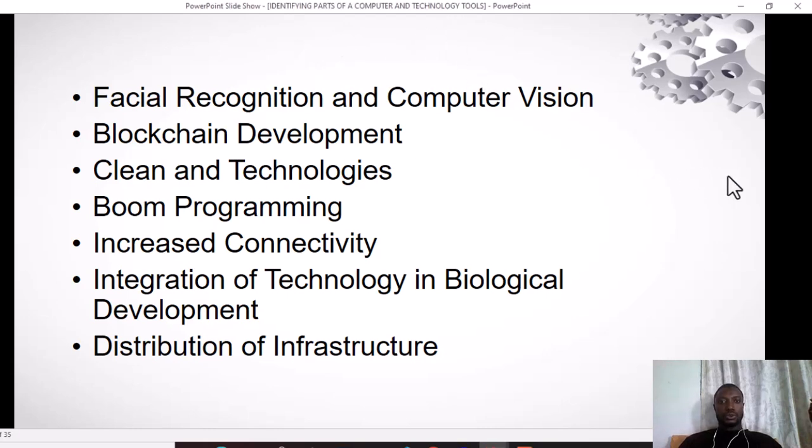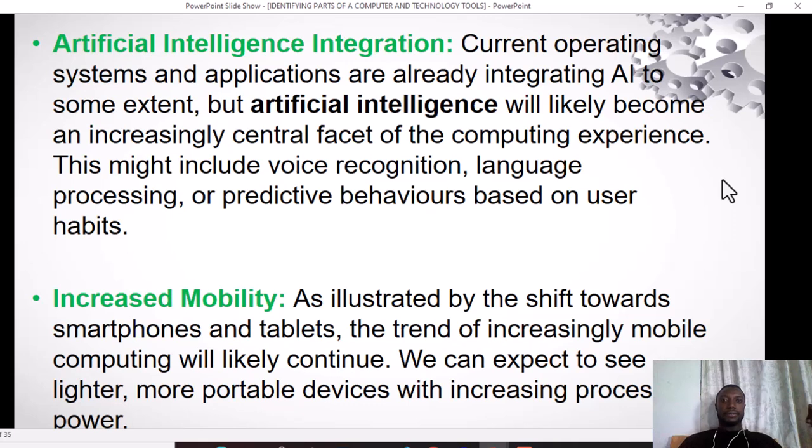All right, so let's take artificial intelligence integration. I'm sure by this time we have already acquired some knowledge about every point that we've made mention of. Current operating systems and applications are already integrating AI to some extent, but artificial intelligence will likely become an increasingly central facet of the computing experience. This might include voice recognition, language processing, or predictive behaviors based on the user's habits.